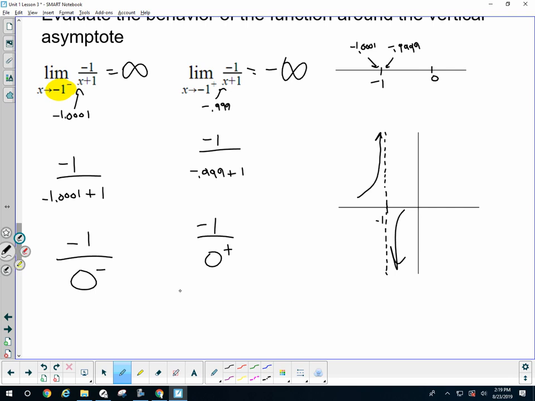Now, if I asked you, what is the limit as x approaches -1 in general? Notice I don't have a left or a right. What would you say? DNE, does not exist. Correct.